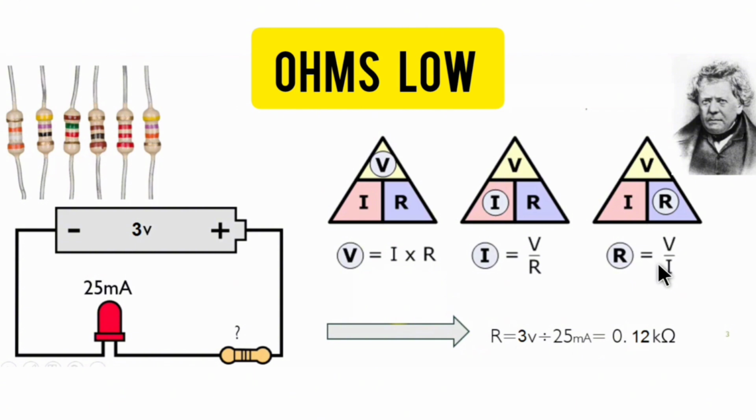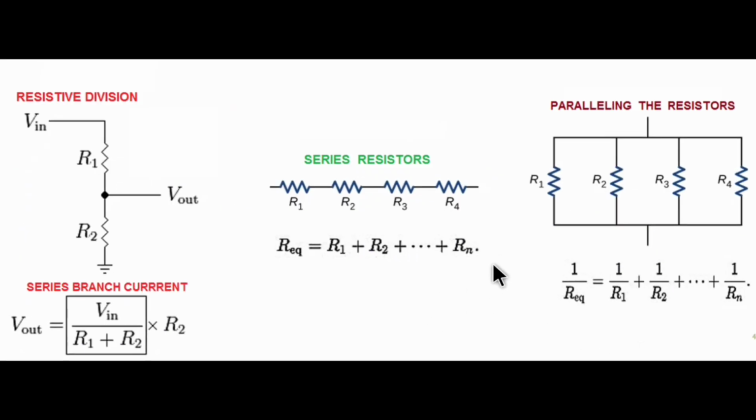For example, suppose that we have a 3-volt battery and an LED which needs 25 milliamps of current to be in the best lighting mode. We want the value of the resistance. Let's calculate the resistance. Well, our voltage is 3 volts and the current is known. 3 divided by the current, the value of the resistance is calculated to be 0.12 kilo ohms.